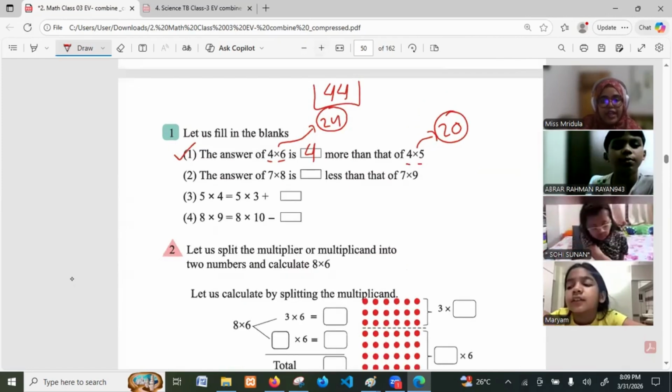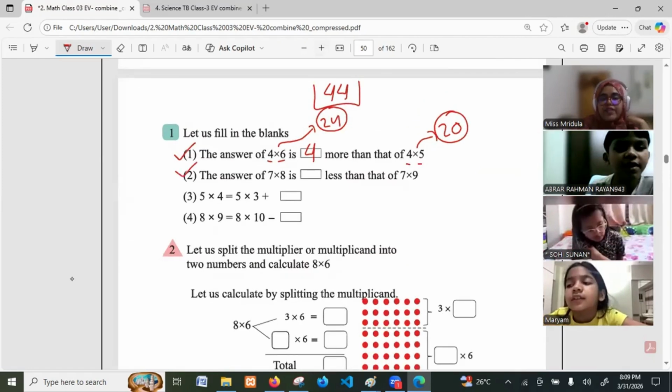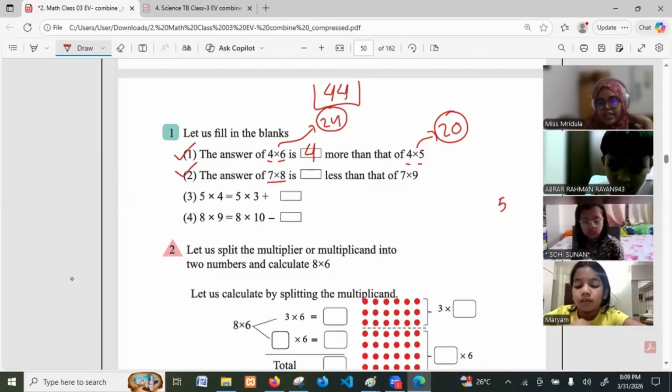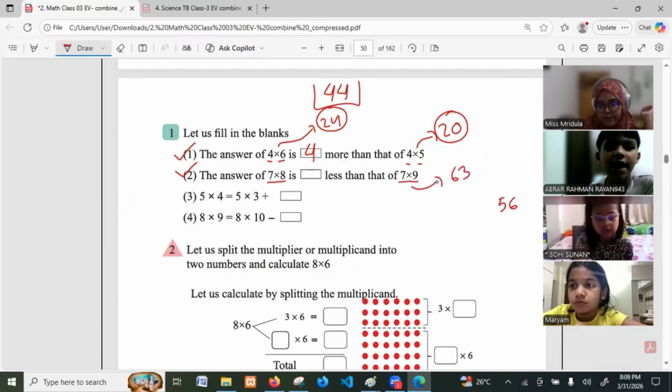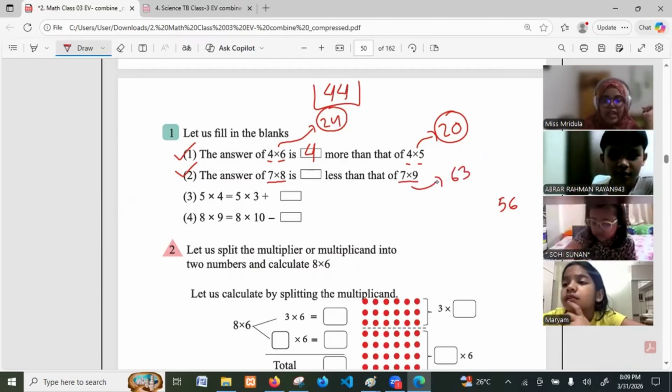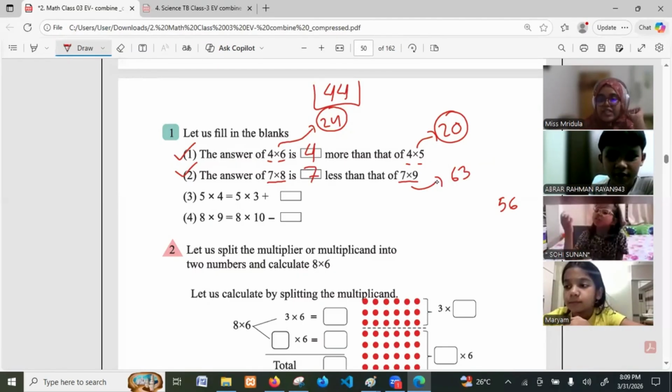Okay, if we go to the next one, the answer of 7 times 8, that is 7 eights are 56, is dash less than that of 7 times 9, which is 63. So it is 7. Yes, because it was 7 times 8 and it is 7 times 9. So 1 seven is missing and that was the less one.